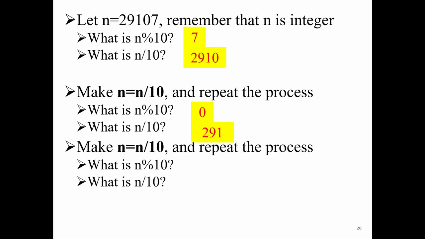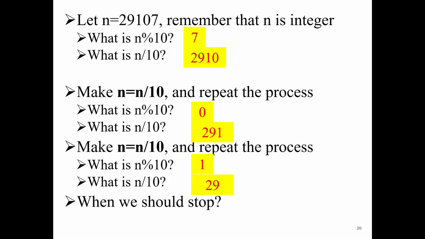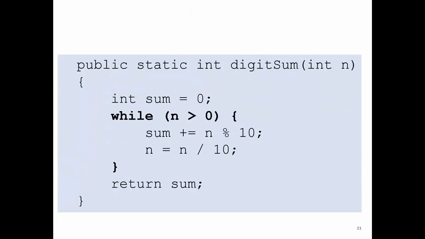And what is the stop condition? When are we going to stop? When n is equal to 0. When n is equal to 0, this is the condition we have to stop. Okay? So this is the implementation. I'll give you half a minute to look at it, and if you have any questions, let me know.